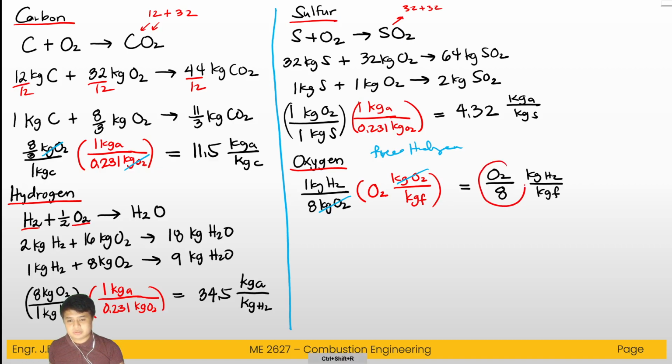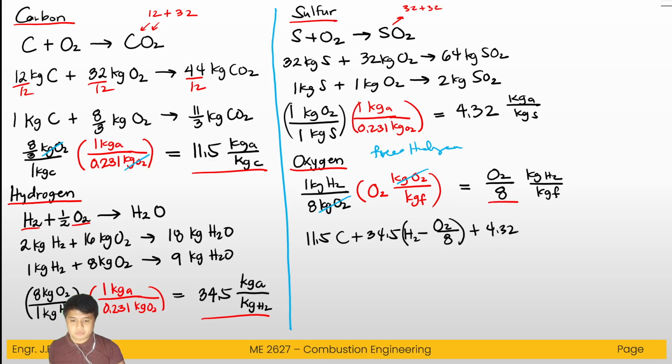Now this will be important, no? Kasi ibig sabihin, ima-minus natin to dun sa ating hydrogen kanina dito. No? Or not really this one, but with a present hydrogen. So that the equation will be 11.5C. No? So this one plus 34.5 hydrogen, no? Which is this one. Pero again, minus pa kasi ng O2 over 8, no? Which is this one plus 4.32 S, which is this one.